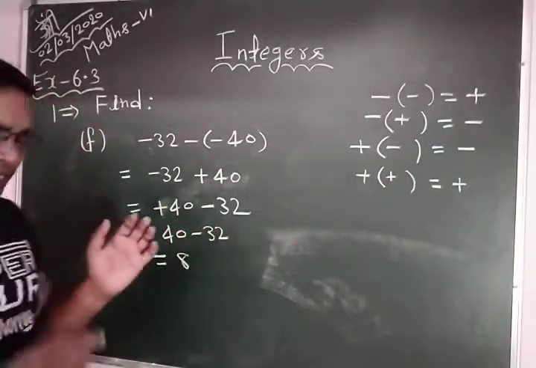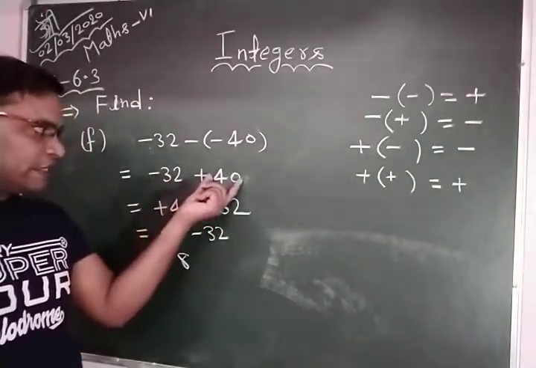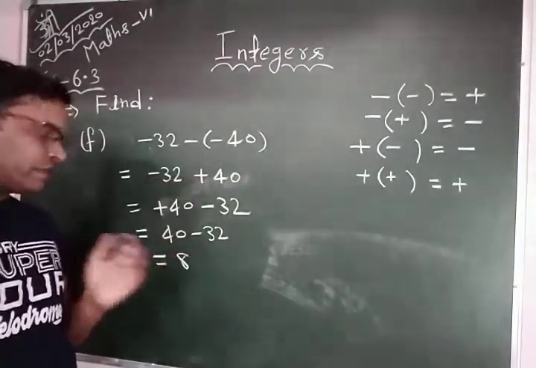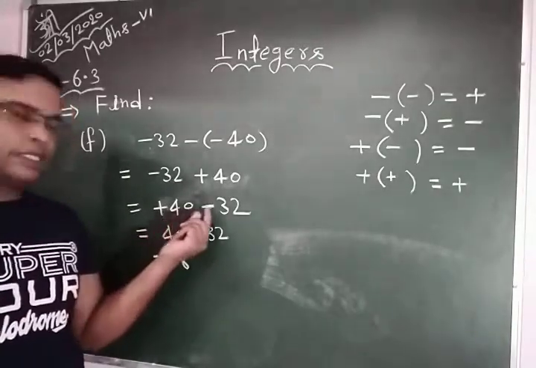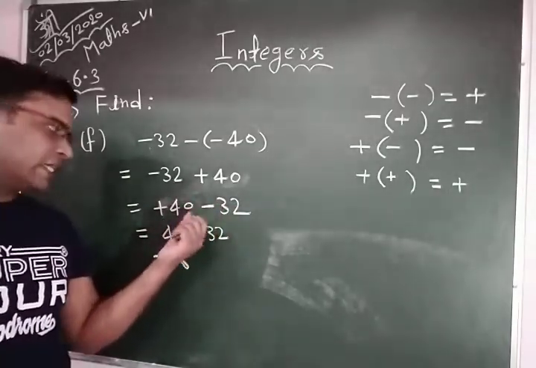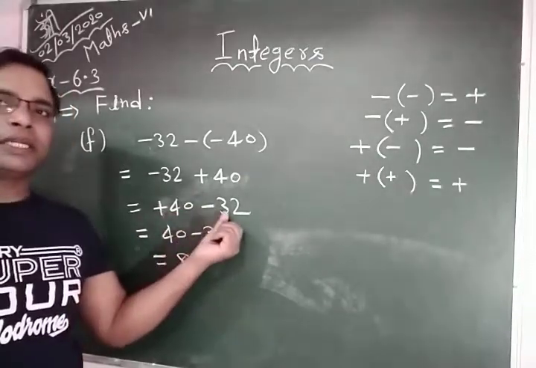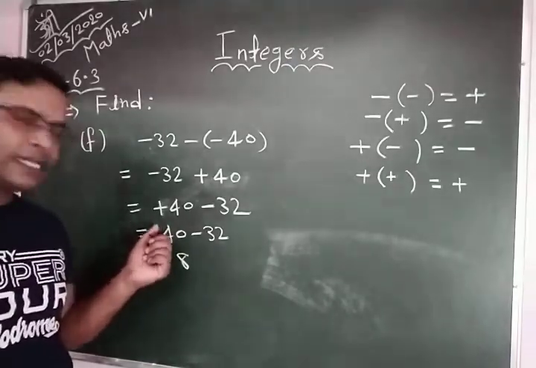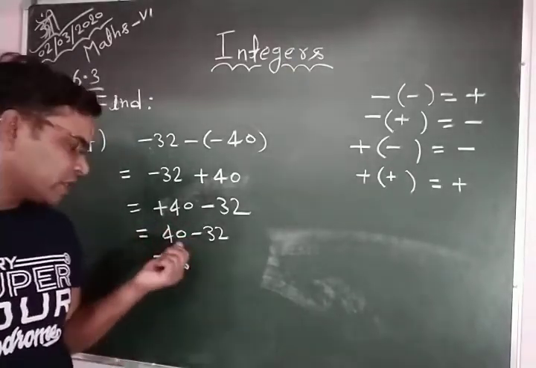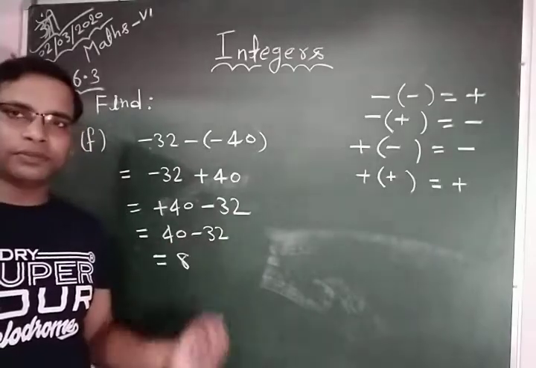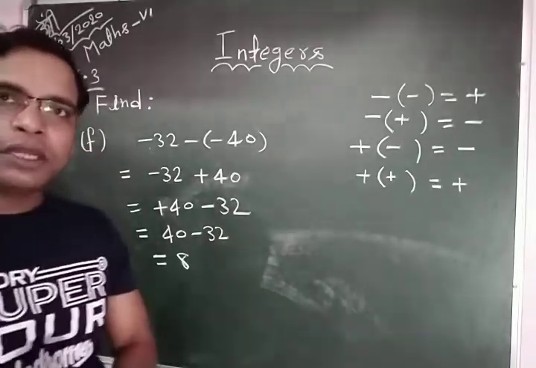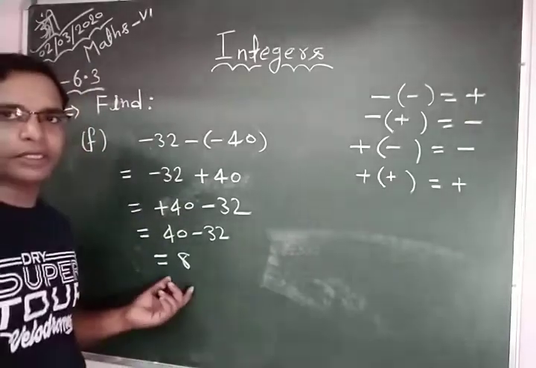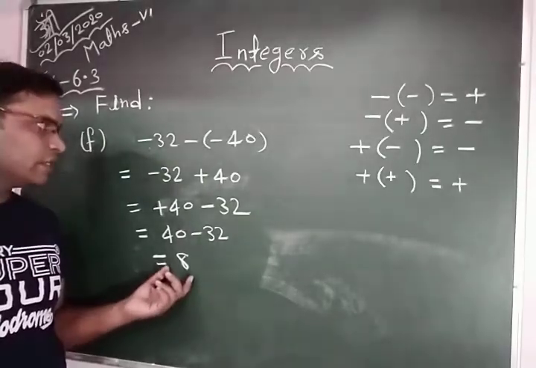Now after this we rearrange it, because you can see 40 is positive and 32 is negative, and 40 is greater than 32. So first we write 40, after this 32 with their sign, so plus 40 and minus 32. So this is the first integer. We can hide the positive symbol and write only 40 and minus 32. When we subtract 32 from 40, then we get 8. This is our required result.